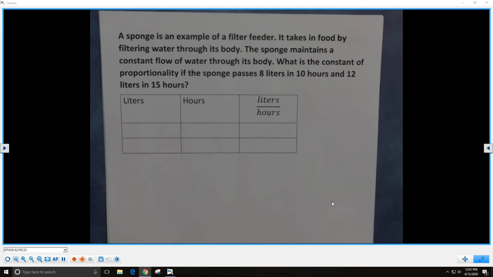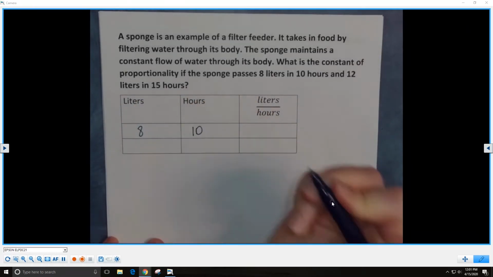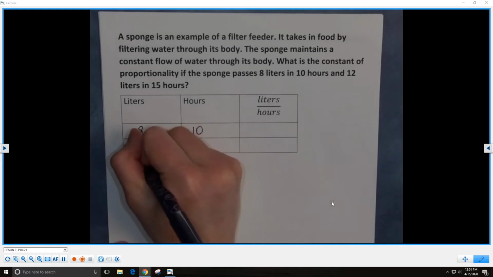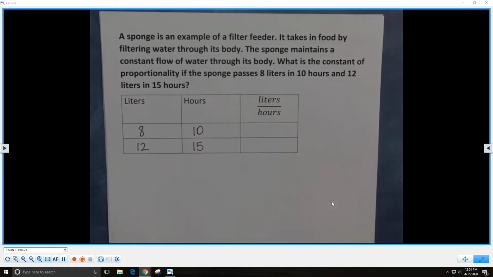From the problem, the sponge can pass 8 liters of water in 10 hours. So let's go ahead and add this information to the table. Next, from the problem, the sponge passes 12 liters in 15 hours. Let's go ahead and add that as well. Now we can start calculating the constant of proportionality.